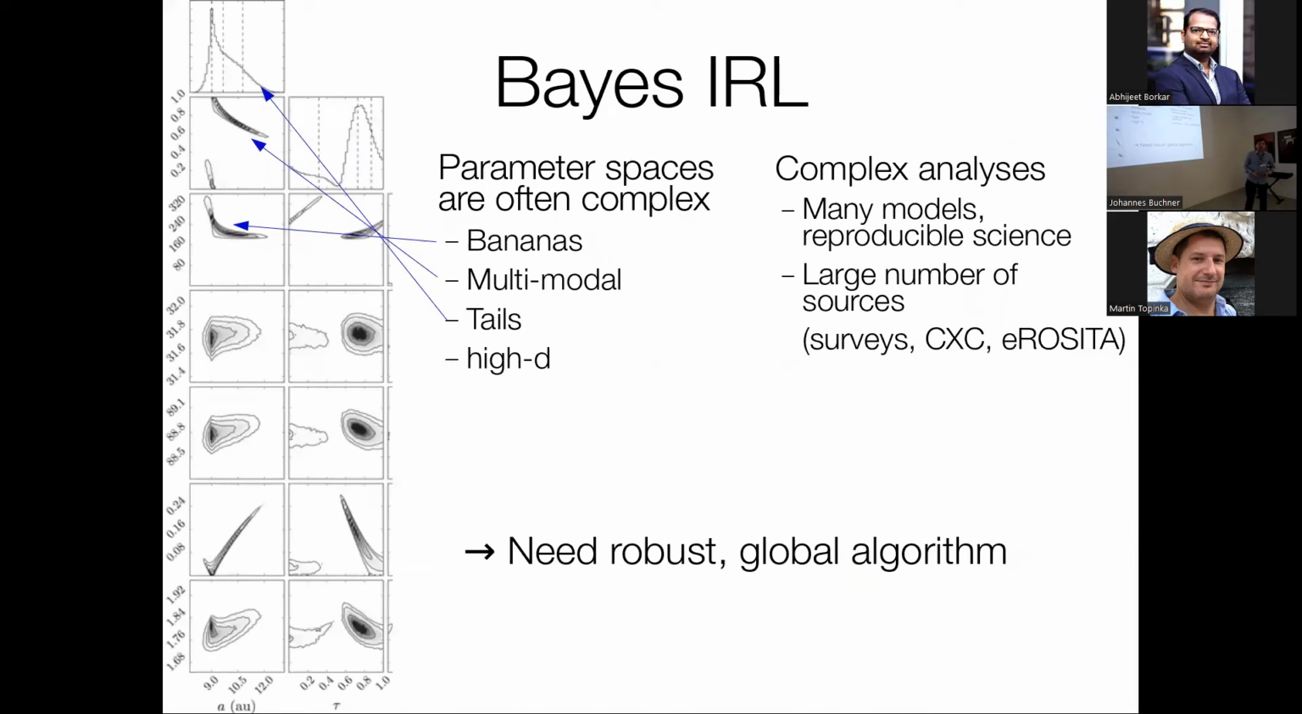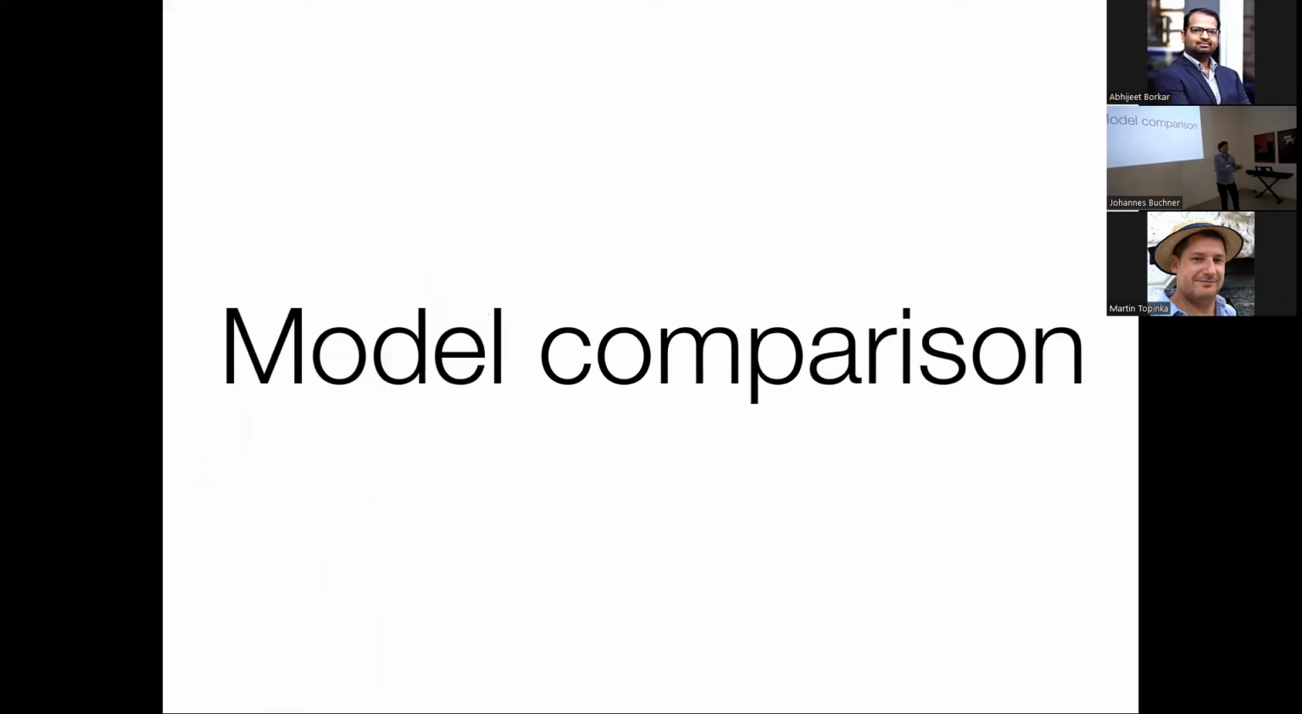Okay, so in real life, these parameter spaces are often complex, can have these bananas, can have multiple modes, can have tails that are not falling off like a Gaussian, but have a lot of probability. And they can be high dimensional, 10, 20 parameters. And that makes it quite difficult. At the same time, what we want to do is try out a bunch of models. And we want to do this in a reproducible way, that doesn't strongly depend on where you start. And so for eROSITA, for example, we also have a very large number of sources, like tens of thousands of sources. So then you need an algorithm that is robust, that you can just let go, and it does reasonable things and explores this parameter space in a global sense. Okay, so those would be nice properties, and I will come back to that later. I will give you some more things we want on how to do model comparison.